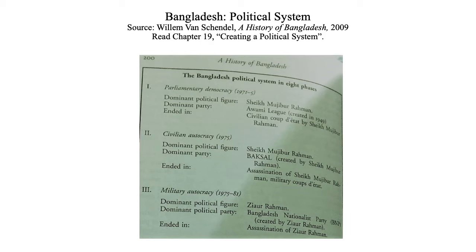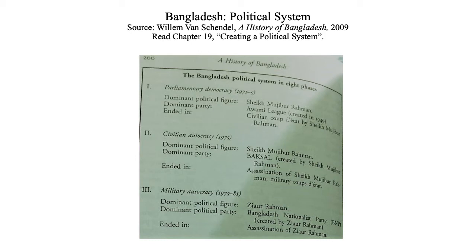Number 1, Bangladesh had parliamentary democracy from 1971 to 1975. The dominant political figure during that time was Bangabandhu Sheikh Mujibur Rahman. The dominant party was Awami League. It was created in 1949. Then in 1975, some changes took place in the administration of Sheikh Mujibur Rahman.